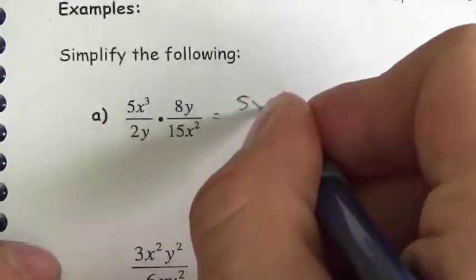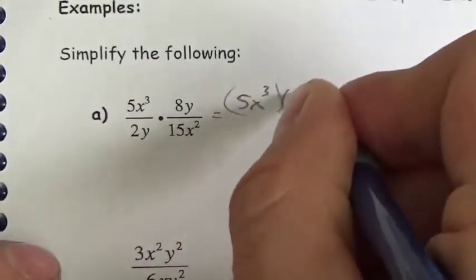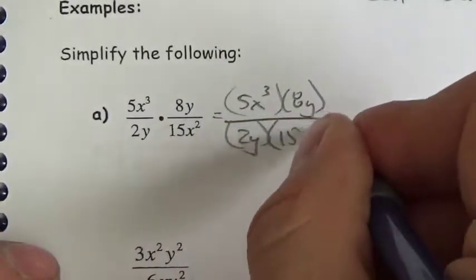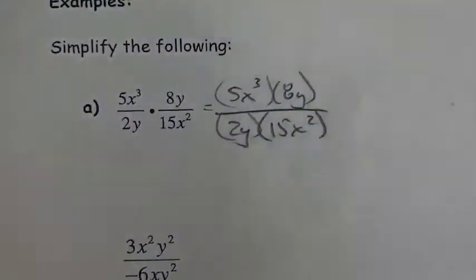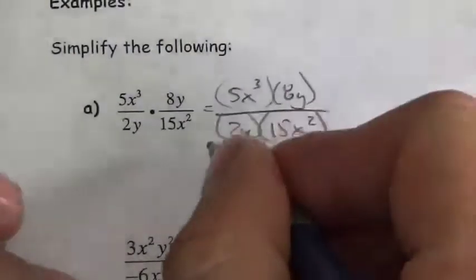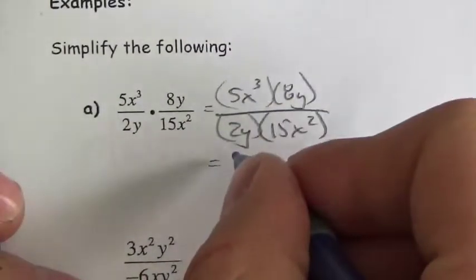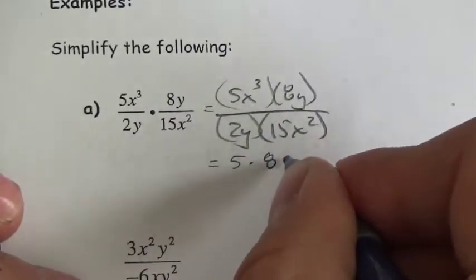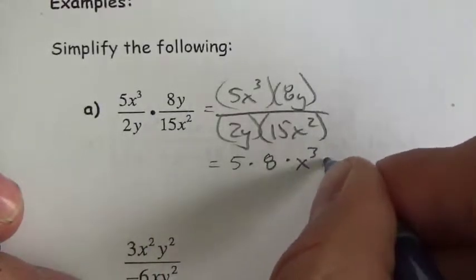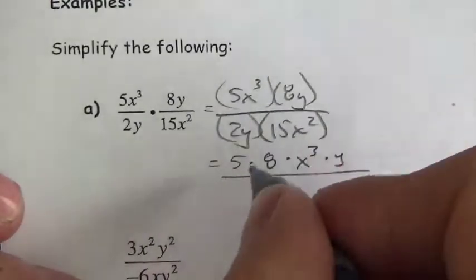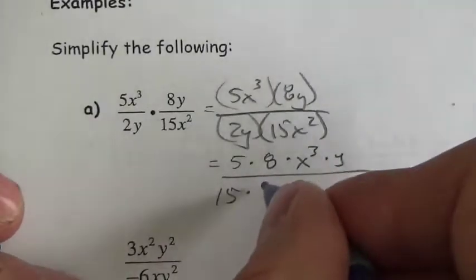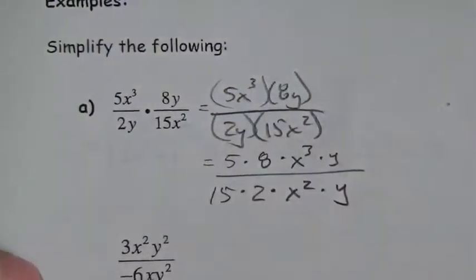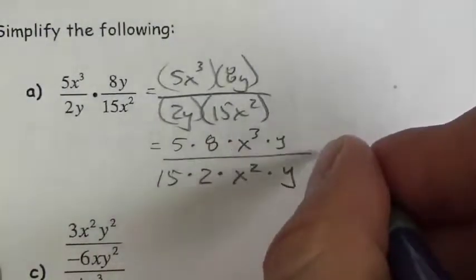Remember, I am going to multiply the numerators together and multiply the denominators together. Now, with multiplication, order does not matter. So I am going to make this 5 times 8 times x cubed multiplied by y. I'm going to make the denominator 15 times 2 times x squared times y. Now I'm going to run out of room here, so I'm going to move over here.